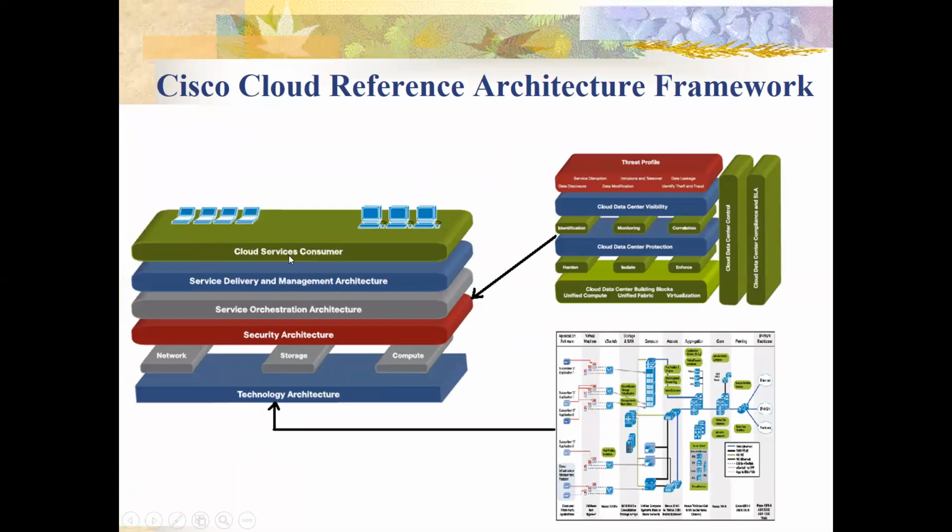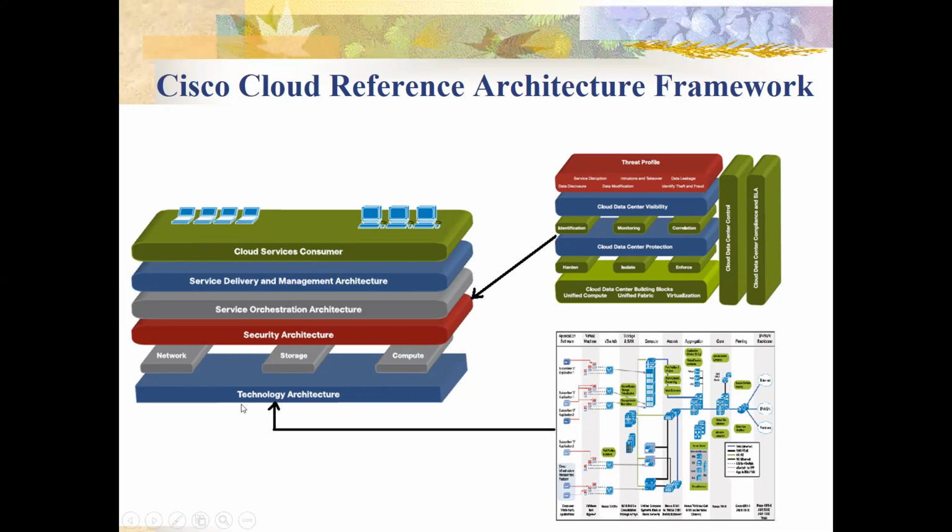This is the architecture. These are the 5 layers we just saw before, right? Cloud service consumer, until technology architecture. Now we finish here discussing service orchestration architecture. We move to security architecture, also called the secure cloud data center framework. This layer includes 6 important components. These 6 important components are listed here. We will discuss them a little bit.